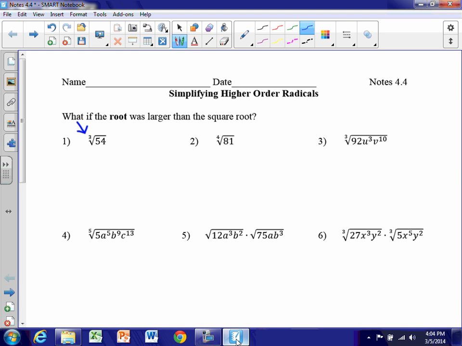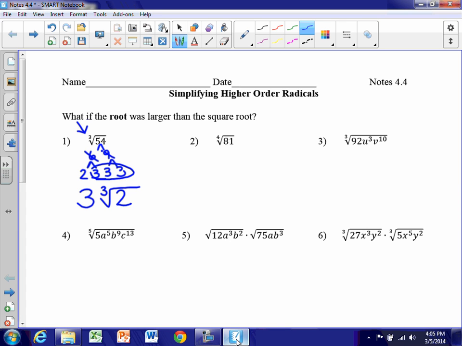Well, I know that 6 times 9 gives me 54. And 6 breaks down into 2 and 3, so I'm done with the 6. And 9 breaks down into 3 and 3, so I'm done with the 9. And again, because the root is 3, I'm looking for 3 of a kind. And now that I have circled, I get to pull out a 3. Anything that I did not circle goes back under the radical.